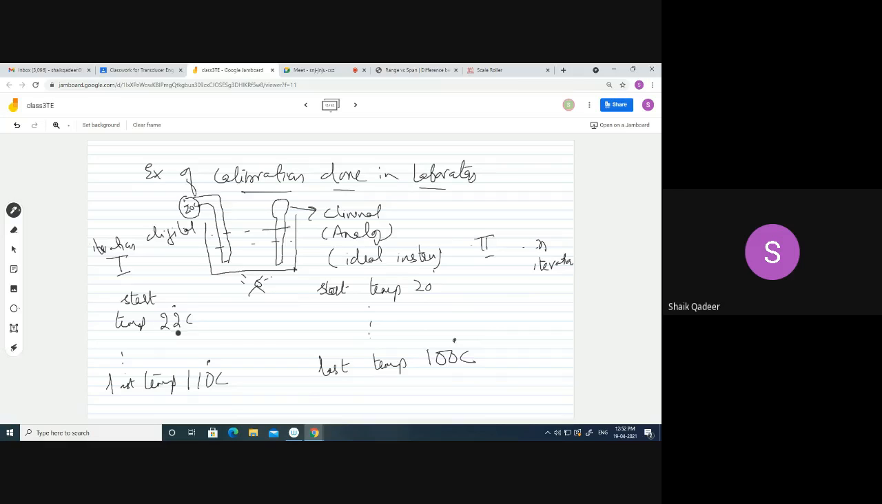We measure the start value and the end value with both the ideal instrument and the instrument under test. After that only do we start measurement on that particular instrument exclusively. Hope it is clear to everybody.